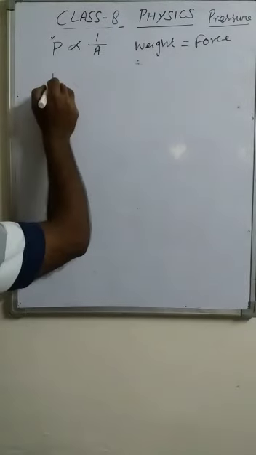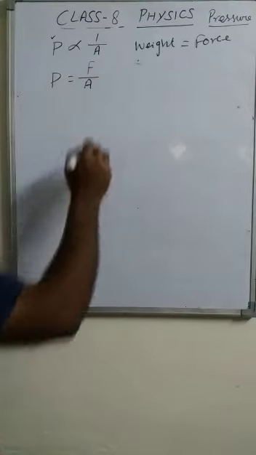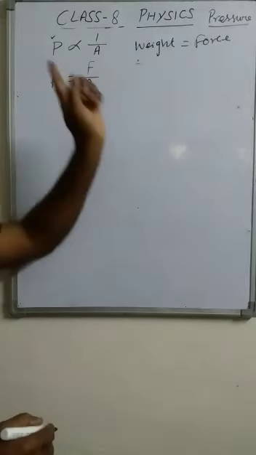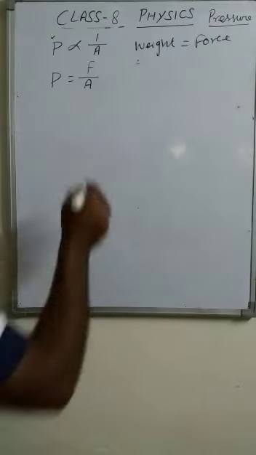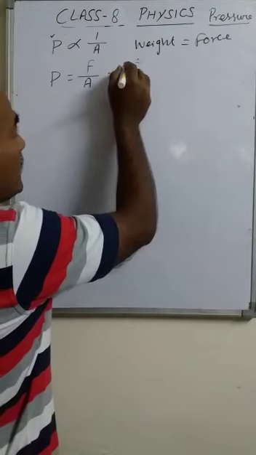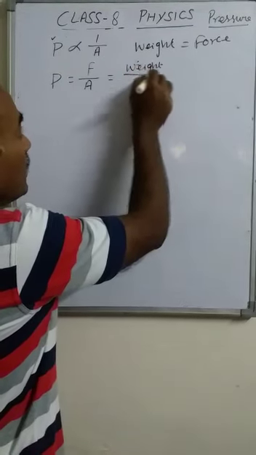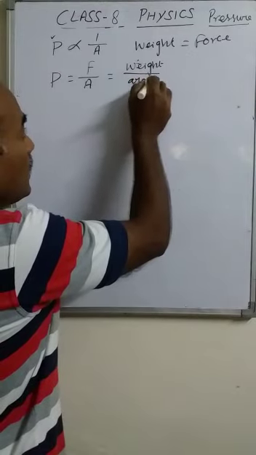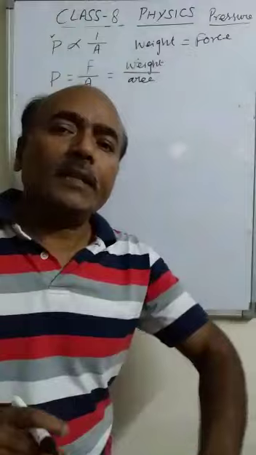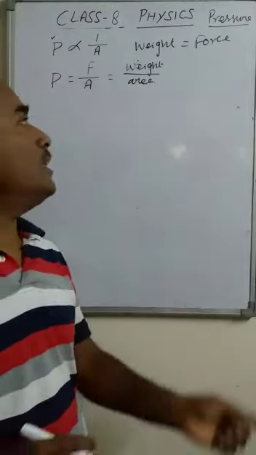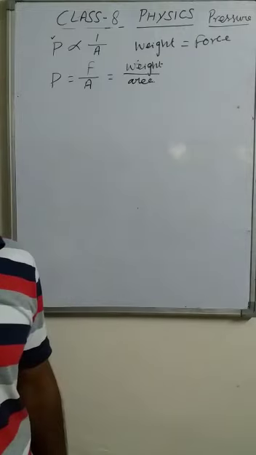As we know the formula, pressure is equal to force upon area. Here the force is also equal to the weight of the object, so we can write it as weight upon area. We are going to calculate the pressure developed by any object.